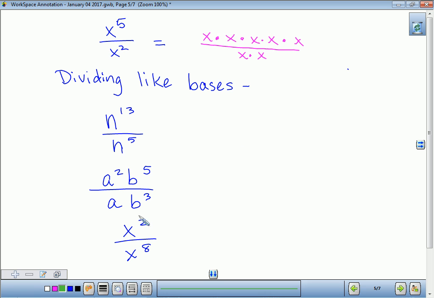So when we look at the expanded form, we can see that this x can cancel with that one. This x can cancel with that one. And how many x's are left? 3. All right, so what is the shortcut that's happening here? When we divide like bases, what are we doing with those exponents? We are subtracting.